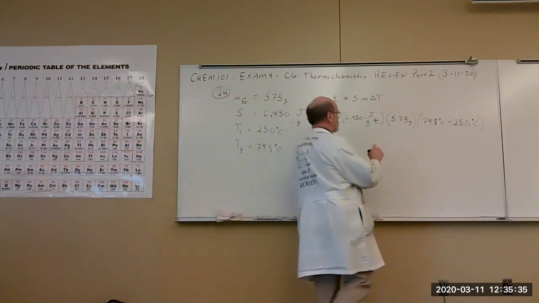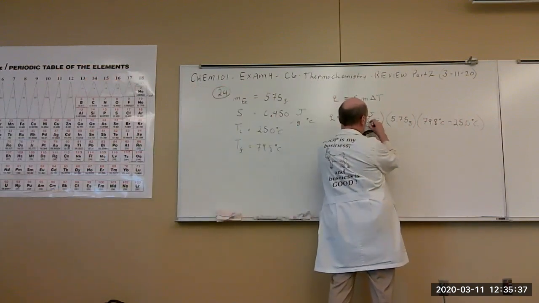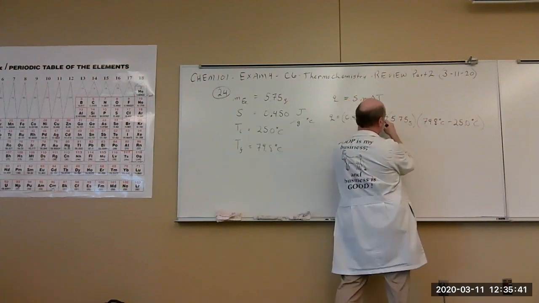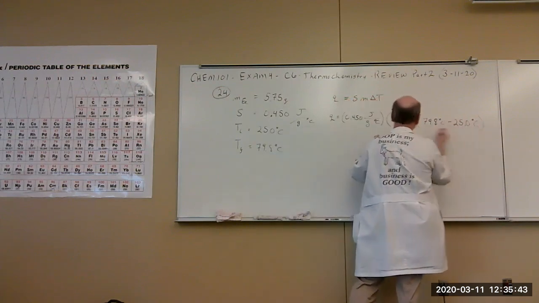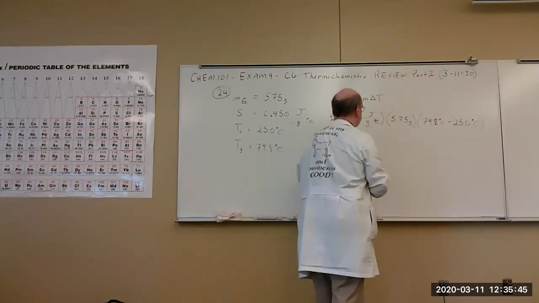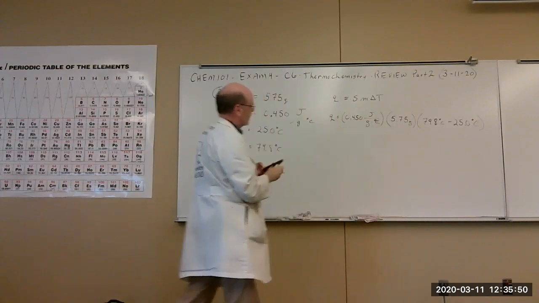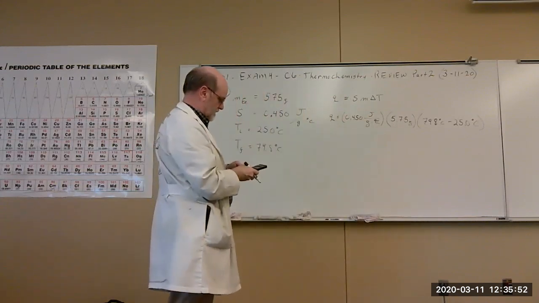Well, let's be sure. Grams on the bottom, grams on the top, that cancels. Degree C cancels. And we're left with joules, which is the unit for heat. So we're good. Now we just need to crunch numbers.